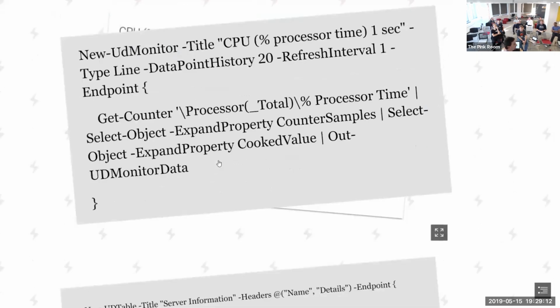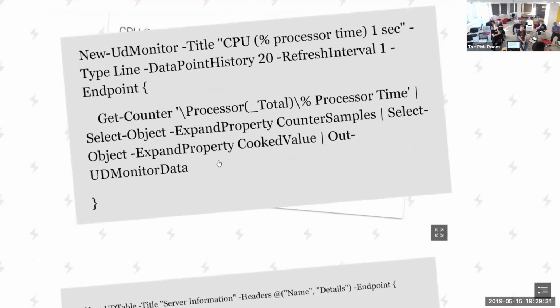This is not really much. It's another new UD monitor. Give it a title, make a line with 20 data point history. You can customize this. You can say I want 10 data points, I want 50 data points. Refresh every second. The endpoint, I'm just doing get counter.